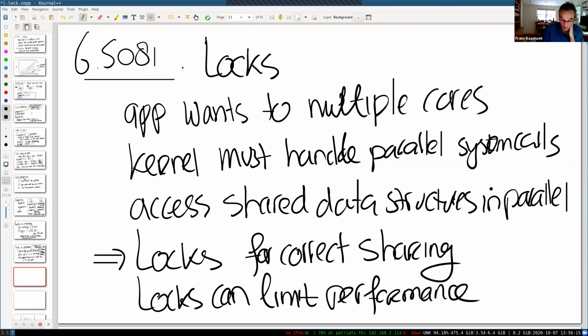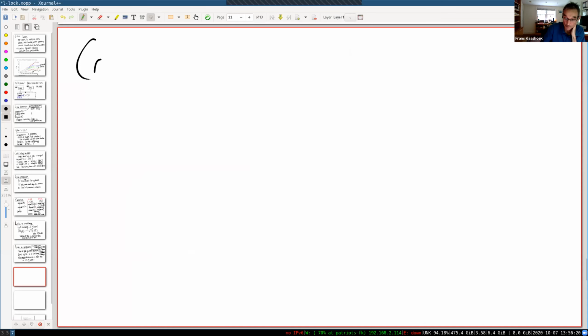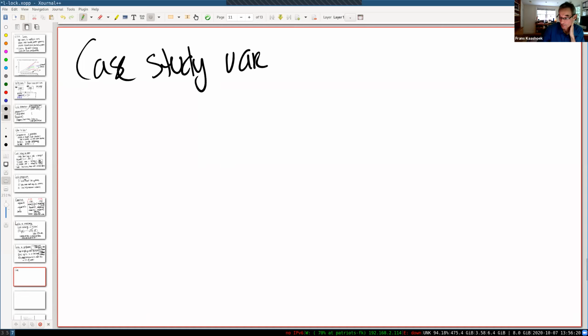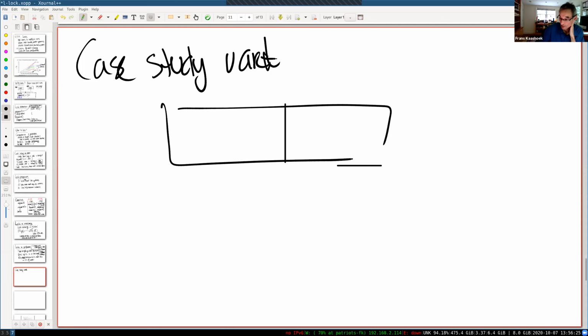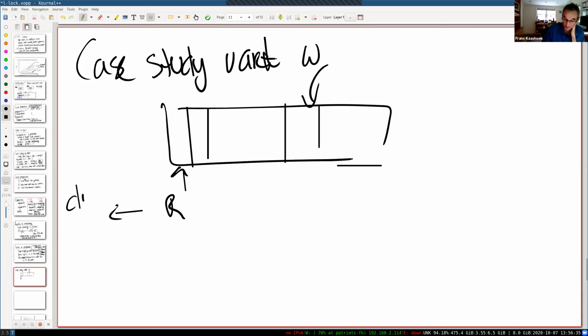Let me go back and draw that out. Case study: UART. There's basically a buffer, and there's a read index and a write index. The read side goes to the UART to be displayed, and this is the writer, or printf maybe, that sticks characters into this buffer.